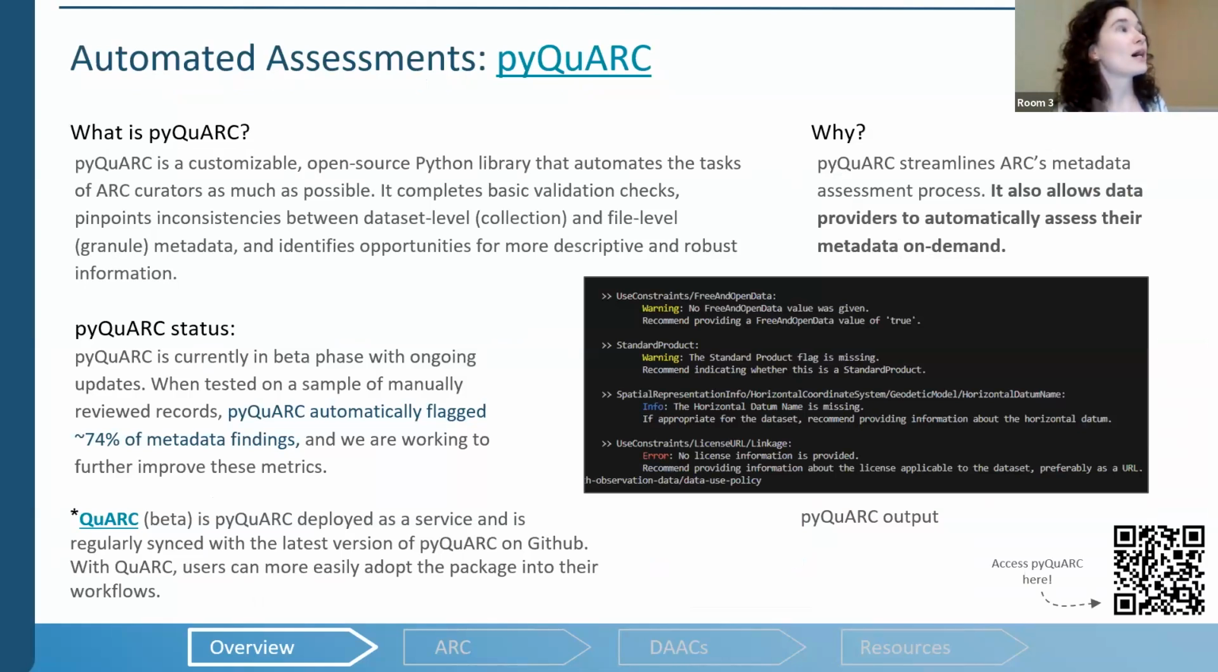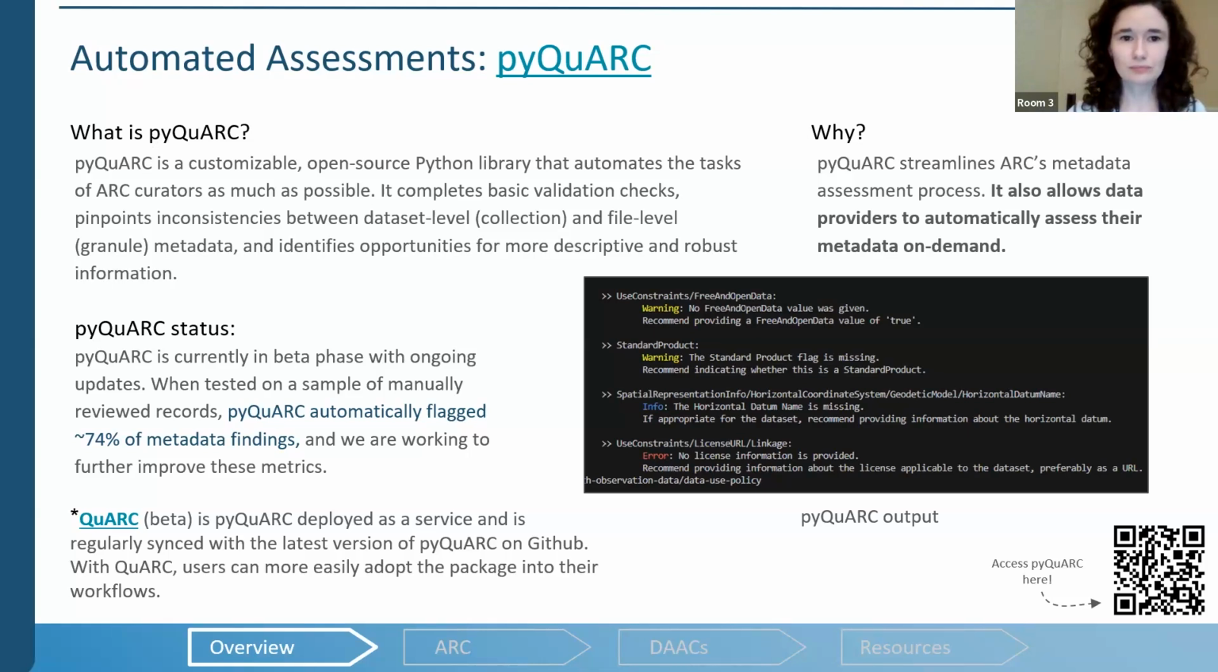Also, I really wanted to throw PyQuark out there very quickly. We are over PyQuark, and this is a customizable open source Python library, which basically automates our job as much as possible by completing those basic validation checks, finding those inconsistencies, and identifying new opportunities for more descriptive information. PyQuark is still in the beta phase, but hopefully we will be doing a full release coming up. And PyQuark, within our last round of testing, flagged about 74% of metadata findings, and we are continually working on it.